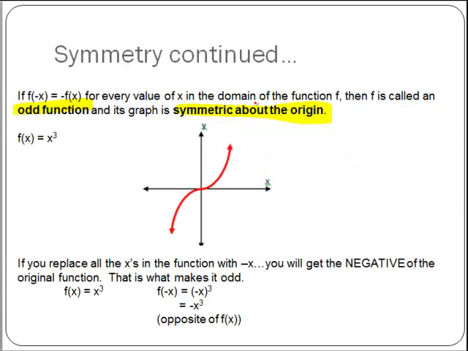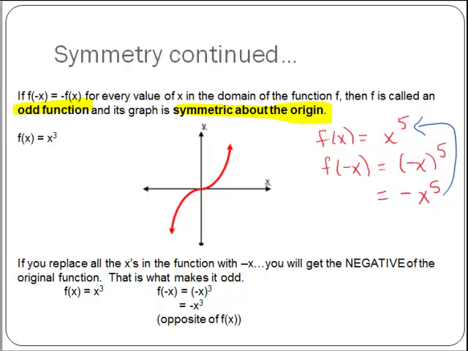So you do the same thing for an odd function. Let's say we have f of x is equal to x to the 5th. I want to know if it's even or odd, so I plug in a negative x. When I raise a negative to an odd power, I get a negative. And this is exactly opposite what I started with. If you get exactly opposite of what you started with, then you have an odd function, and it is symmetric about the origin.